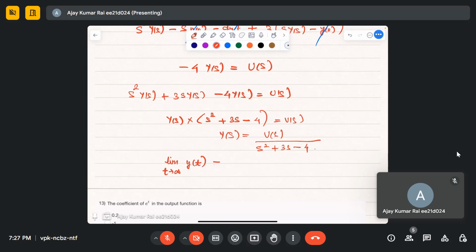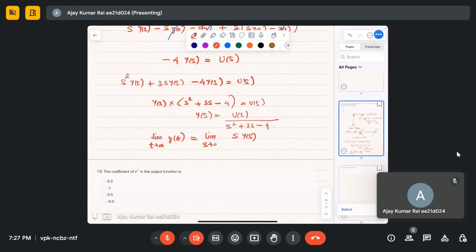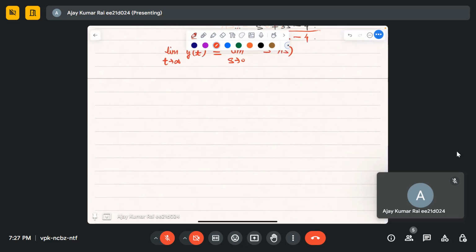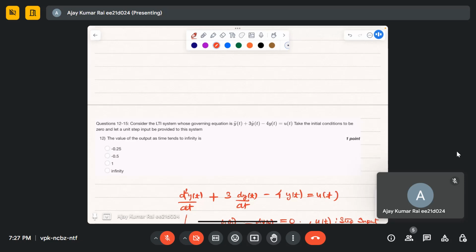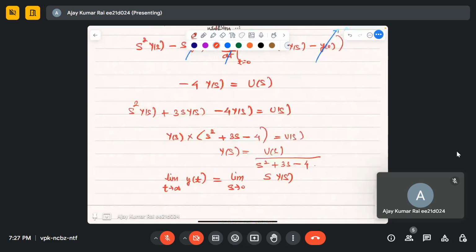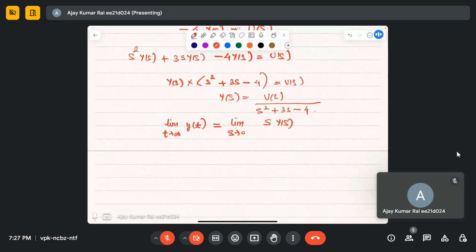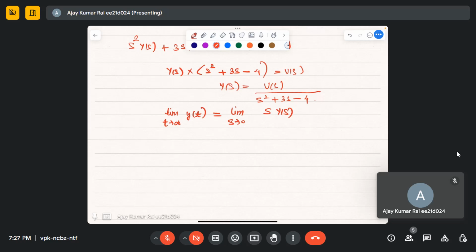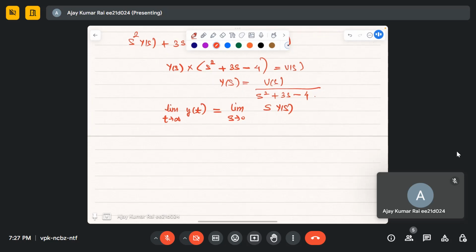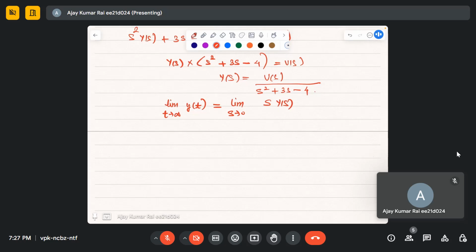This you want to find out. So what we can do, which is also equal to limit s tending to 0 of s into Y(s). You studied the theorems, right? So you can use this, because what it says is the value of output as t tends to infinity: limit t tends to infinity y(t) is equal to limit s tends to 0 of s into Y(s). Okay, final value theorem, because we are finding the final value of y(t) when t tends to infinity.